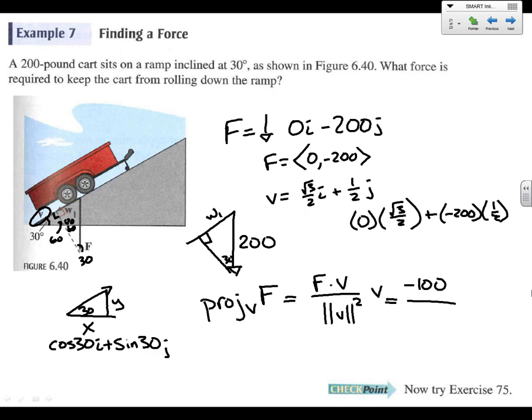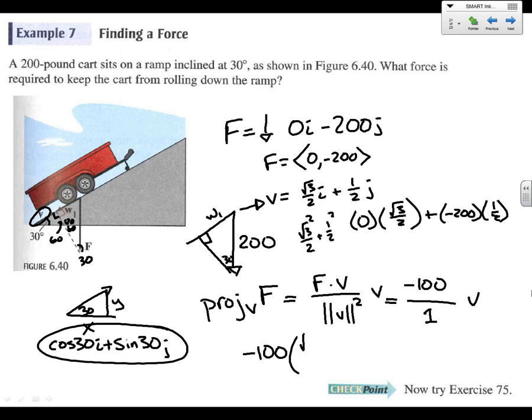over the magnitude here, which is going to be V. If we have this, this is root 3 over 2 squared plus 1/2 squared. This is from your unit circle. That's going to turn into 1. So just 1 in the denominator times the original vector here. Okay, so if we plug this in, we've got negative 100. Our original vector came from here, turned into V, root 3 over 2 i plus 1/2 j. That is the big one. All right, that's putting everything together.